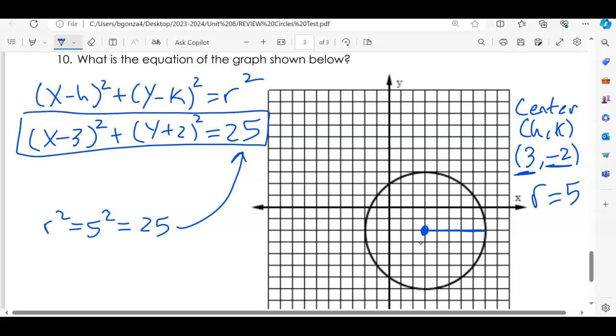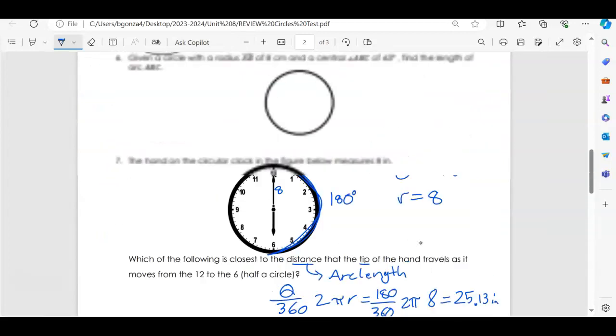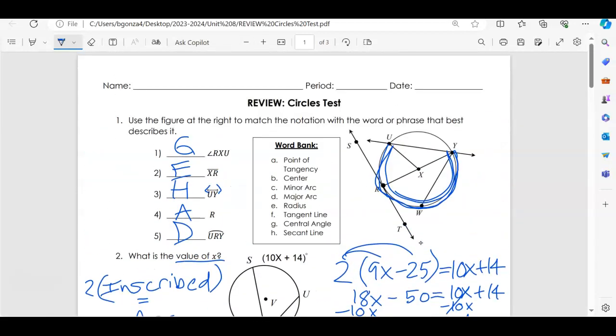Okay, so make sure you square the r, make sure you put the opposite of the center x and y value, the h and k, and that'll be it. So that is your review. Make sure you know how to do all this stuff, you study it, bring it to the test.